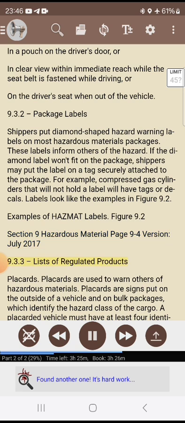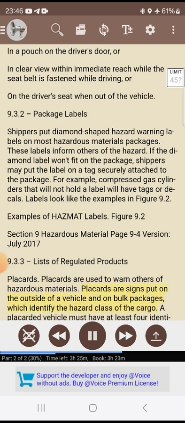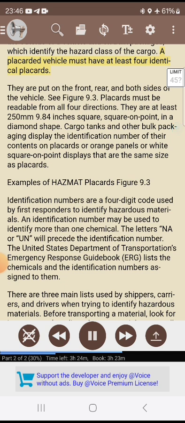9.3.3 Lists of regulated products. Placards. Placards are used to warn others of hazardous materials. Placards are signs put on the outside of a vehicle and on bulk packages, which identify the hazard class of the cargo. A placarded vehicle must have at least 4 identical placards. They are put on the front, rear, and both sides of the vehicle.